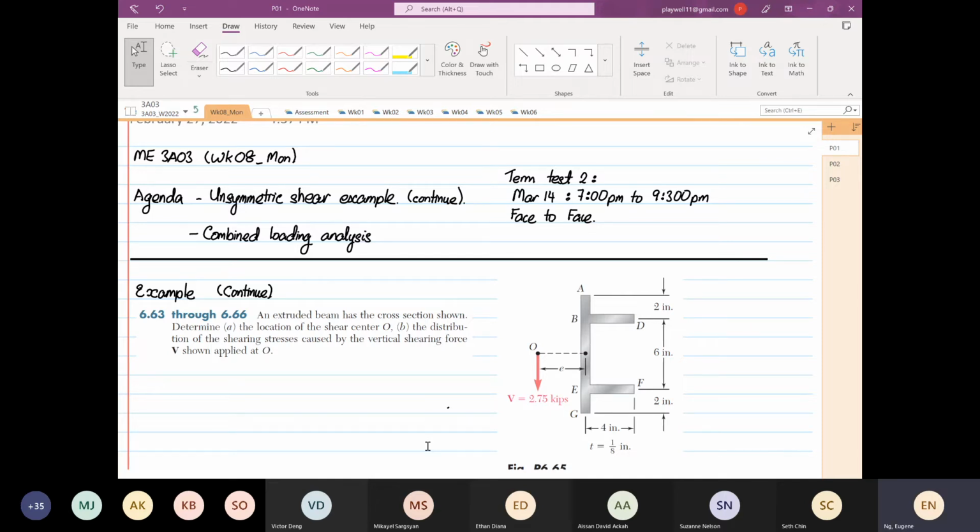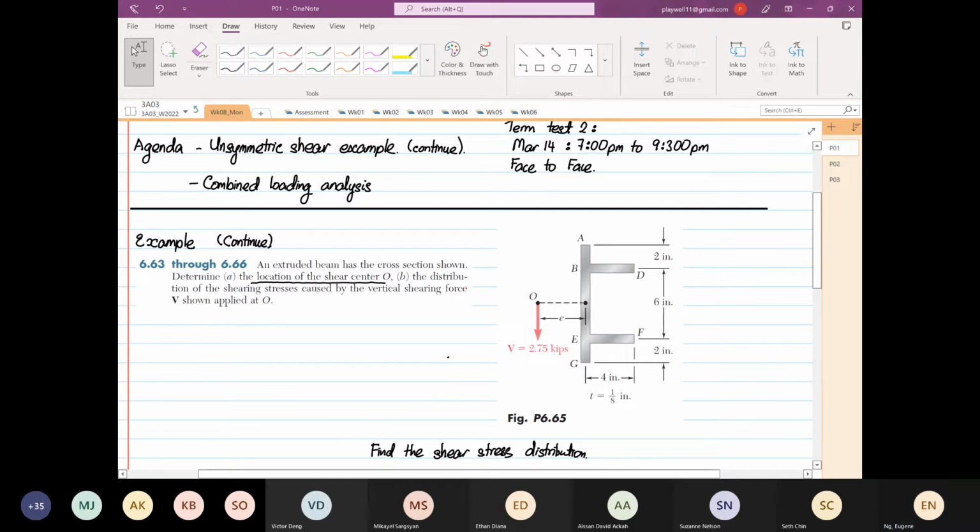Right. So today we're going to continue on our example. I still remember last Friday before reading week, I messed up so much. I hope not to be the same. So what I'm going to carry on with is this example where we have already located the shear center. Just to recap, the formula we're going to apply is shear stress equals VQ over It.